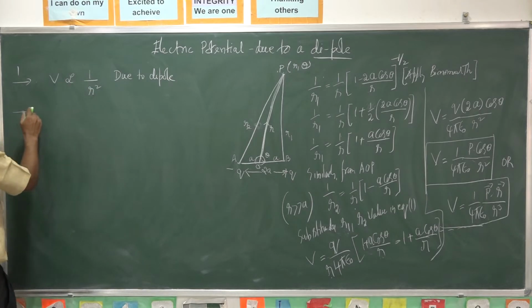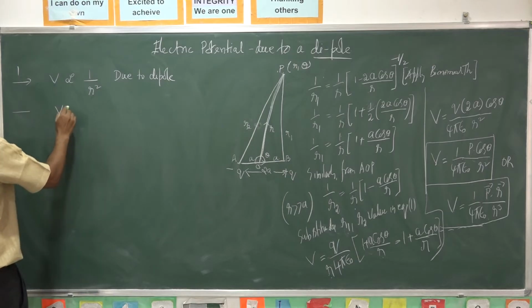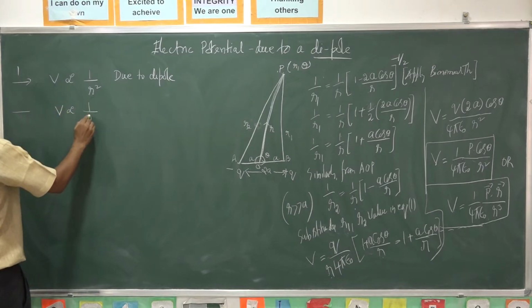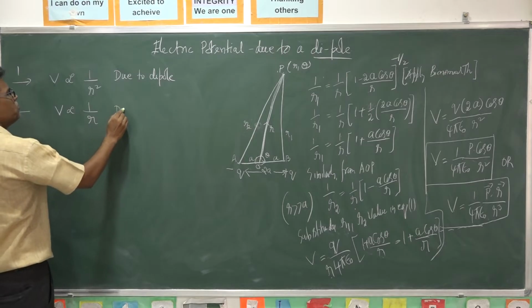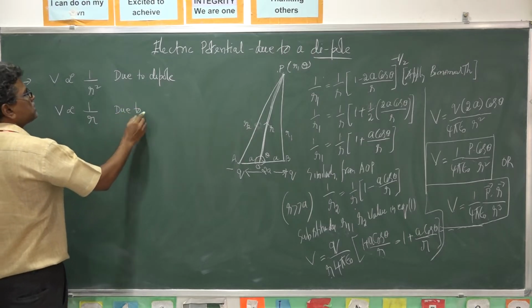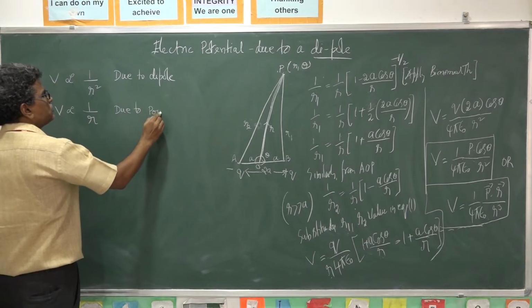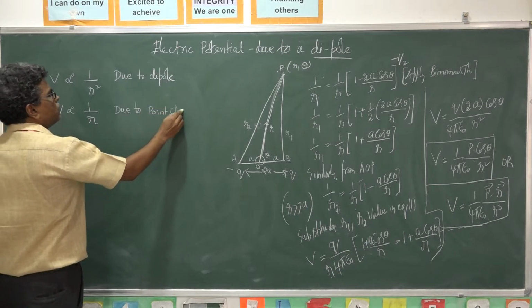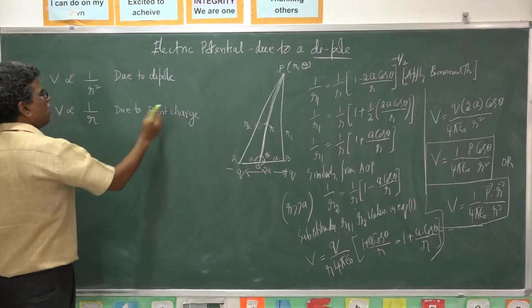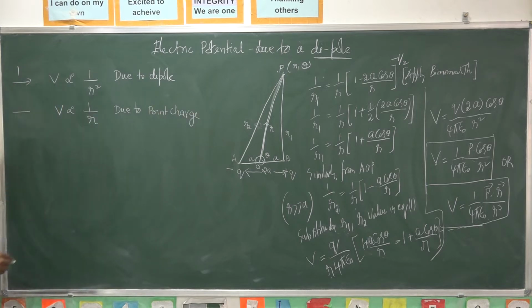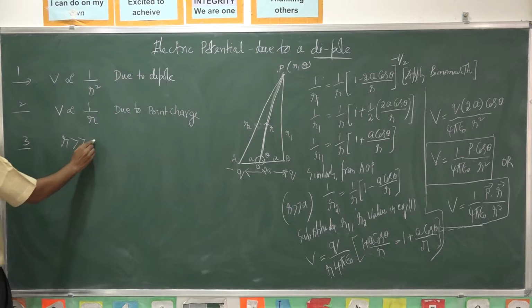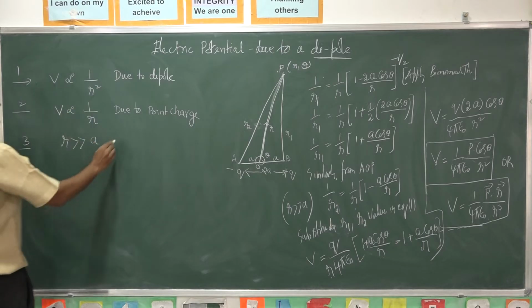But V is inversely proportional to R due to a point charge. You have to notice this point. We know this one already. And the third point here: the assumption is R is very much greater than A. That is the assumption here.